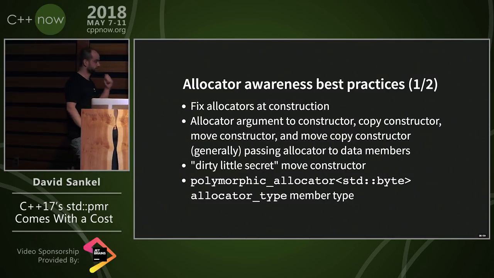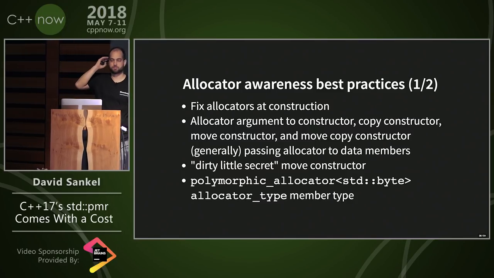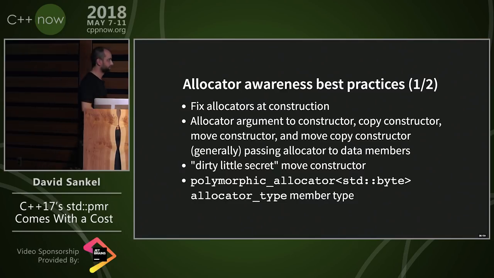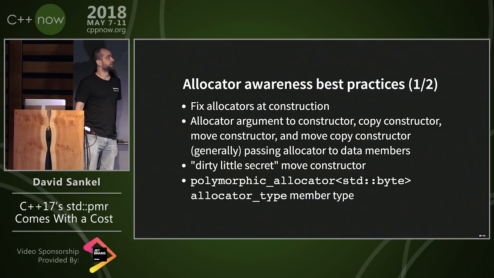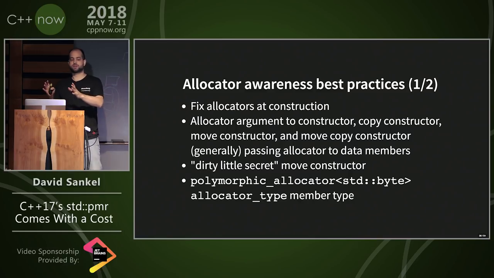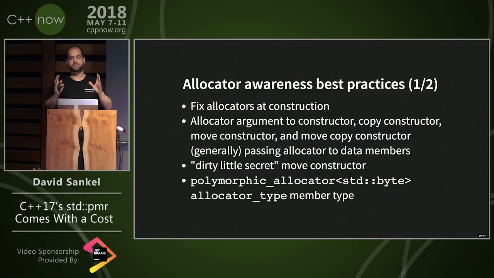Okay, so allocator awareness best practices. This probably doesn't cover them all. These were the ones I could think of when I was working through this. First, fix your allocators at construction. As soon as you have an allocator, do not change it. You initialize your object with that allocator, and don't change it in the middle of operation. There be dragons that way.